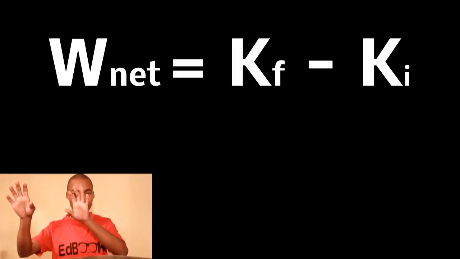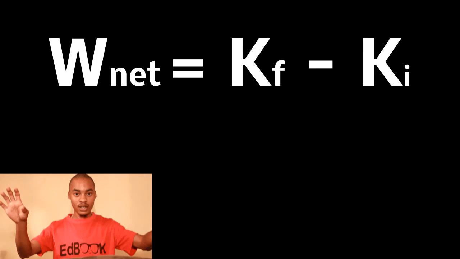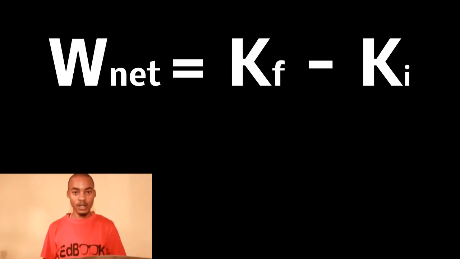Now, going back to explaining the work-energy theorem in detail, if we were to put it in the sense of a formula, you would know that your total work would be equal to your change in kinetic energy. Basically, that would be work net is equal to final kinetic energy minus initial kinetic energy. And that's what it says.